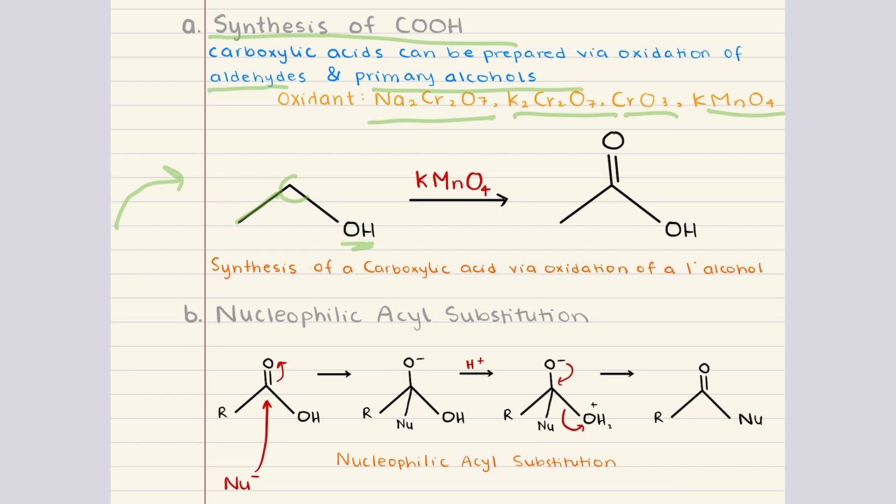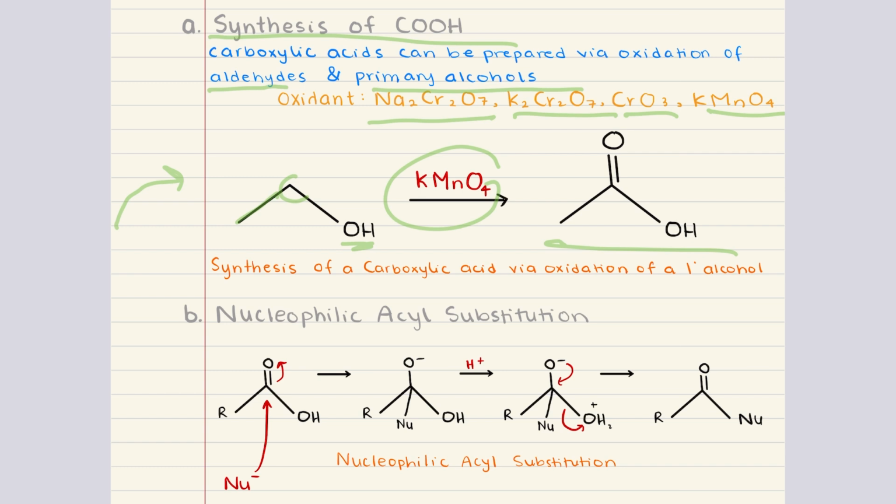When treated with potassium permanganate, this primary alcohol is fully oxidized to form a carboxylic acid. In this case, the resulting product is acetic acid, which is a two-carbon carboxylic acid. Importantly, it is only primary alcohols that can be oxidized all the way to carboxylic acids. Secondary alcohols typically stop at the ketone stage, and tertiary alcohols cannot be oxidized under these conditions because they don't have a hydrogen atom that's attached to the carbon bearing the hydroxyl group.